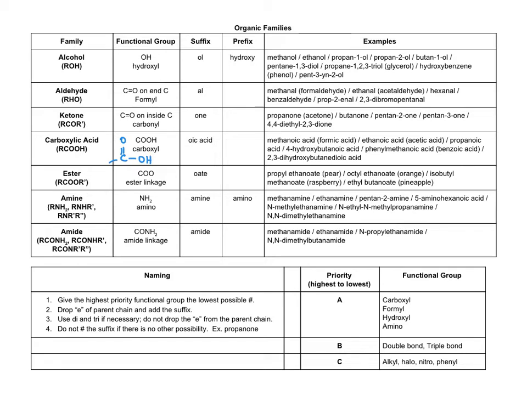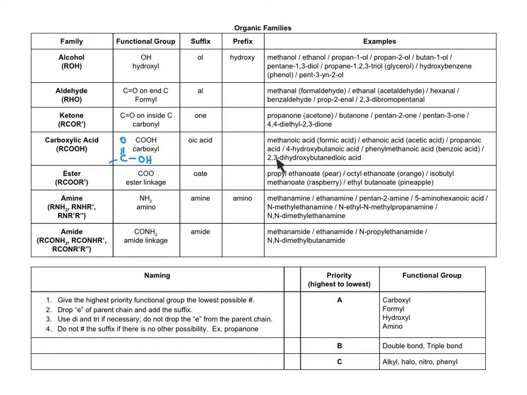All right, so some common examples here. Formic acid is what some ants release when they bite. Methanoic acid. Ethanoic acid you might be more familiar with as acetic acid, and you may recall that vinegar is typically 5% acetic acid.